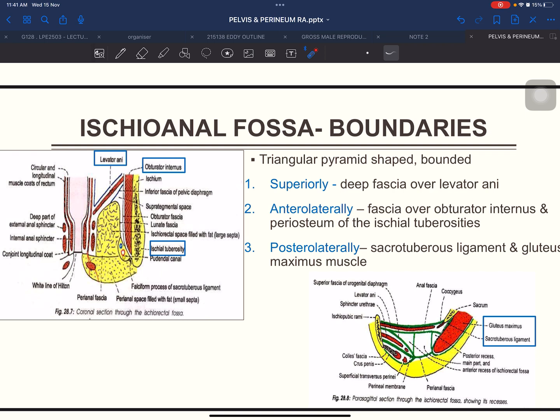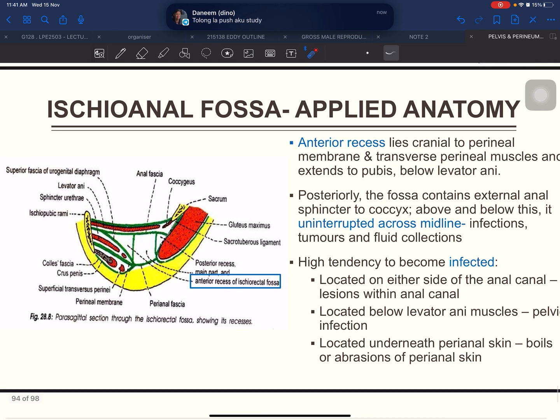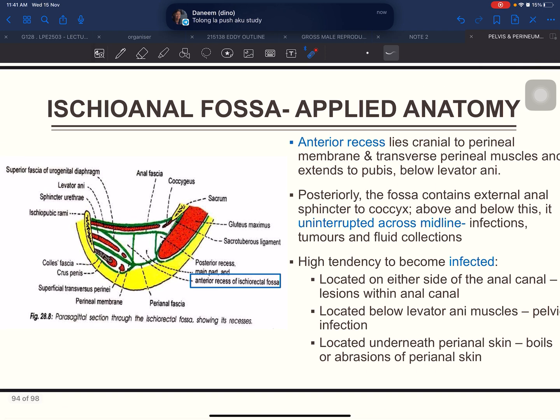This area tends to become infected because it is located at the anal canal below the levator ani, and due to pelvic infection, and it is located underneath the perianal skin. So this area easily becomes infected.